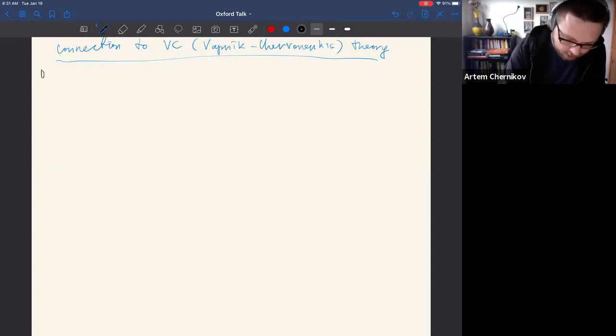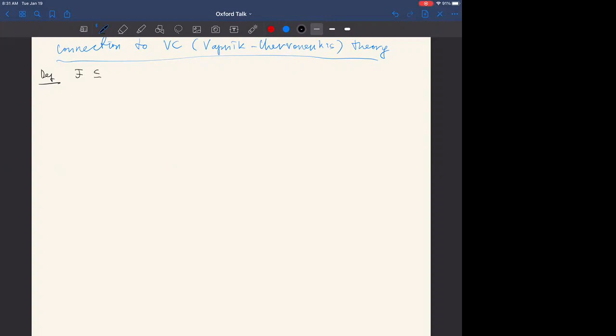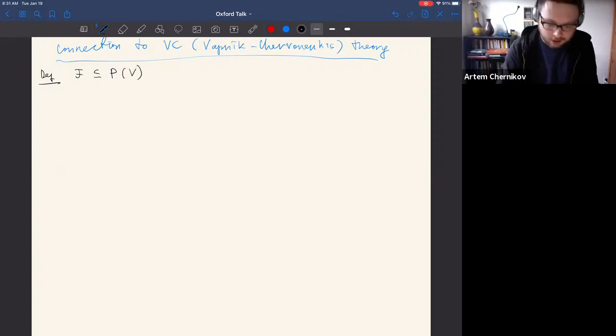So let me just define a couple of things that we will need. First of all, let's define what the VC dimension of a family of sets is. Assume a given F, a family of subsets of a given set V. By P I denote the power set of V.